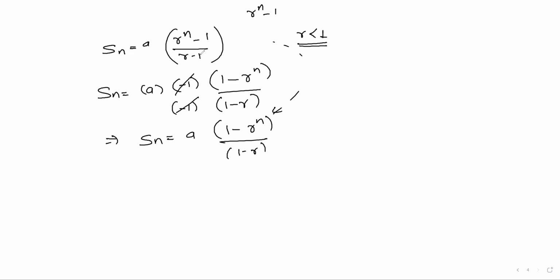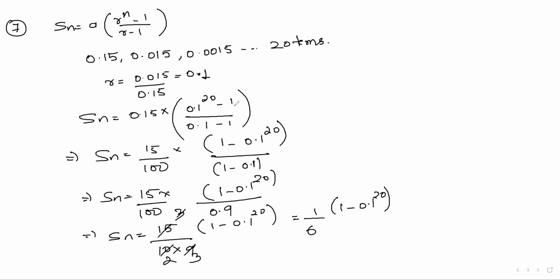That's why in some books, they give two different formulas for this. For R greater than 1, use this one. For R less than 1, use this formula. But we don't need to remember two formulas. For example, in this case, this part is less than 1. So in the numerator, we have taken a negative common, and in the denominator, we have taken negative common, which cancel out. And we get this 1 minus 0.1 to the power 20. So we have done this question from the first formula.